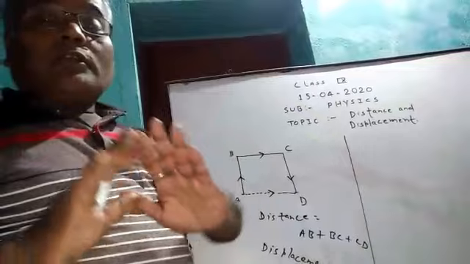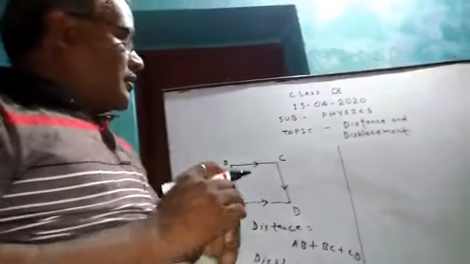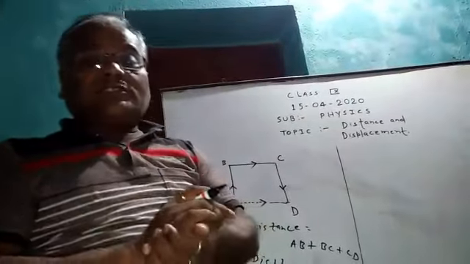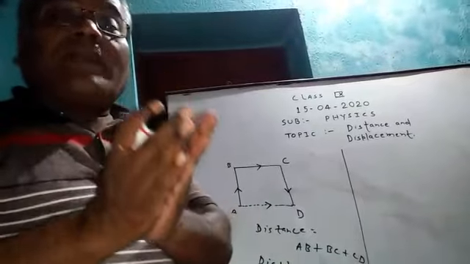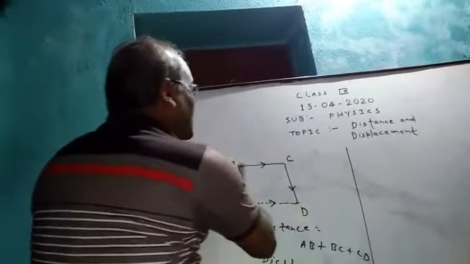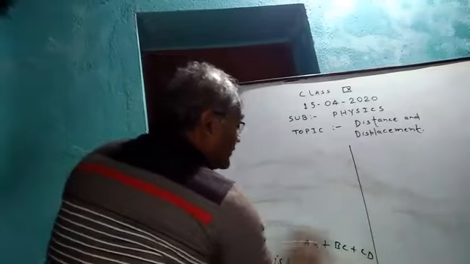In case of a curved path, how can you get the value of distance? How can you get the value of displacement? So it is very typical.